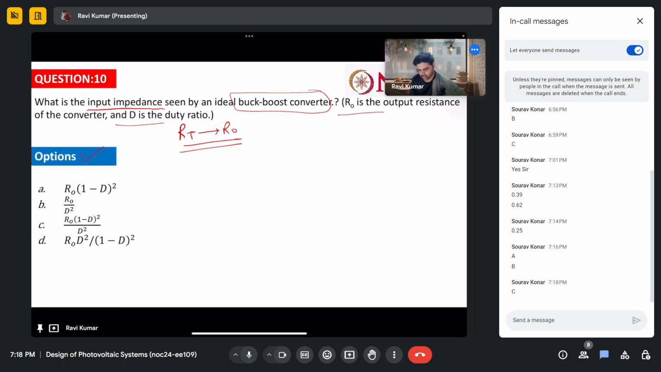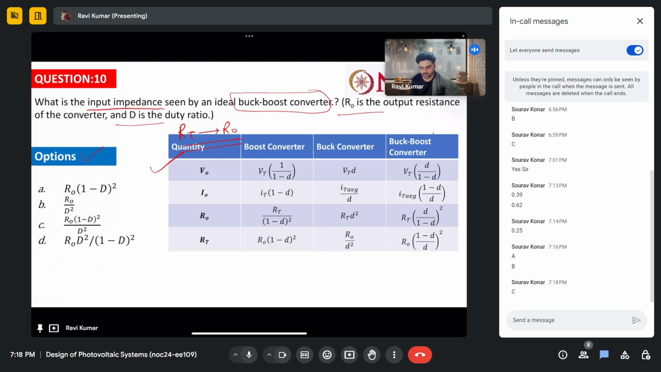This is the table. It is about the buck-boost converter. This is the relation with R naught, (1 minus D) by D, whole square. Yes, the correct answer is C here.